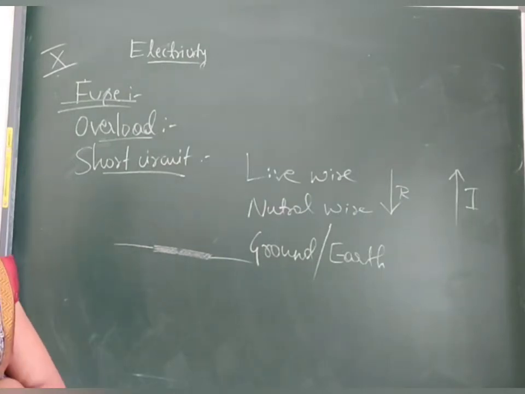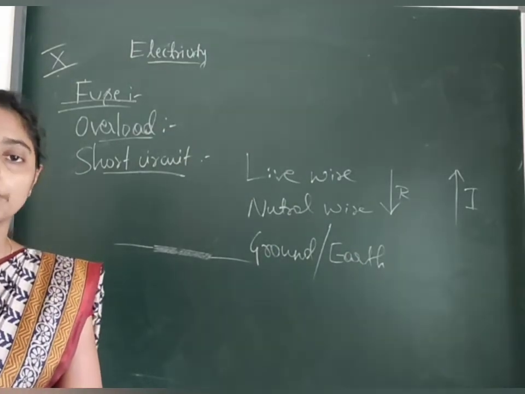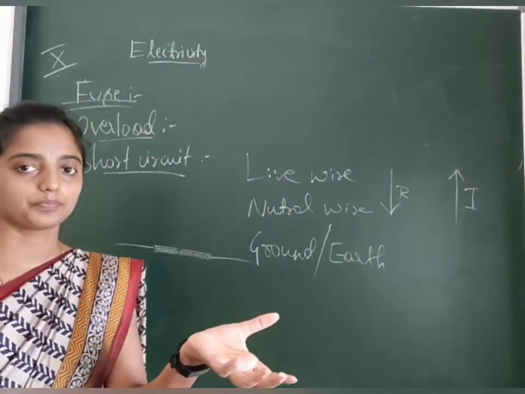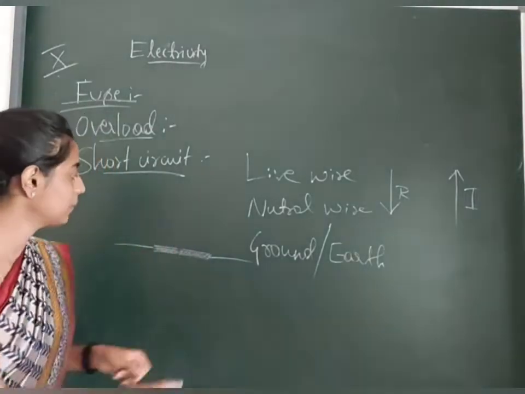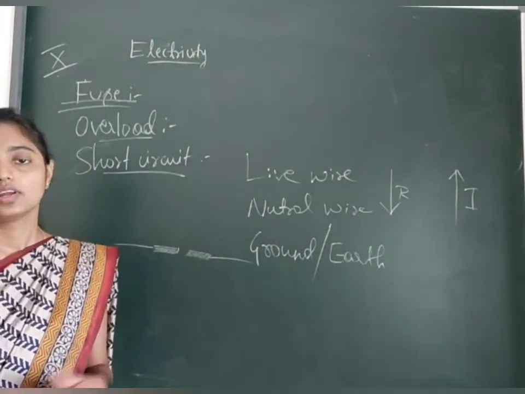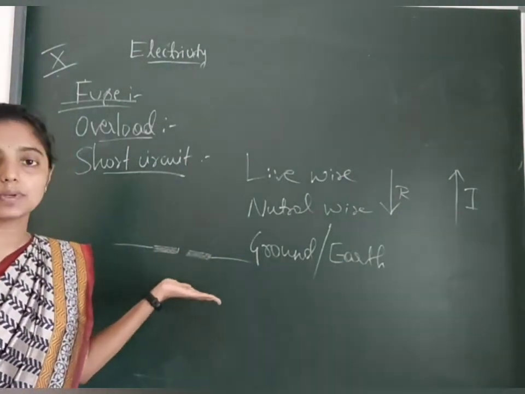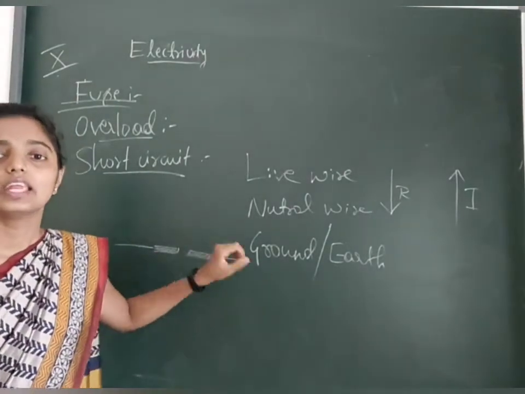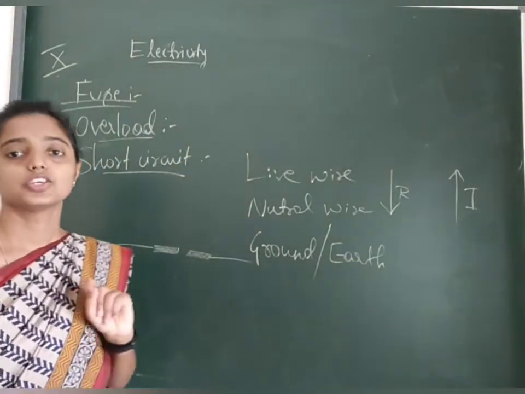Now fuse has low melting point. Now what does that mean? That means when the current increases beyond the expected value, what happens? This fuse will melt. And when it melts, what happens? It will break the circuit. That means it does not allow the current to flow further because the circuit has been broken, right? This is how it protects a device from overload and short circuit.